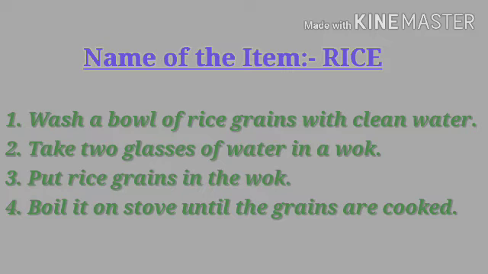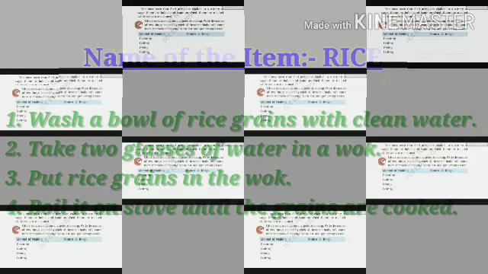Wash a bowl of rice grains with clean water. Take 2 glasses of water in a wok. Put the rice grains in the wok. Boil it on the stove until the grains are cooked.